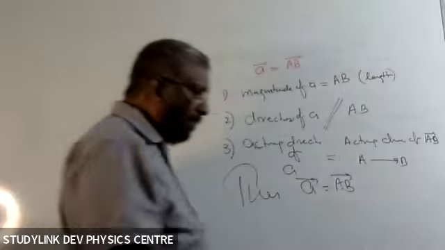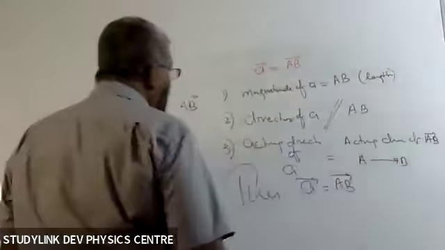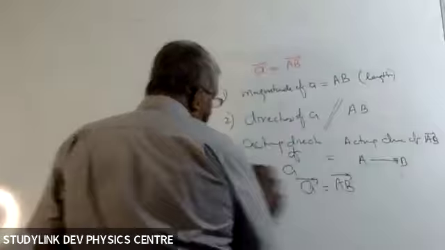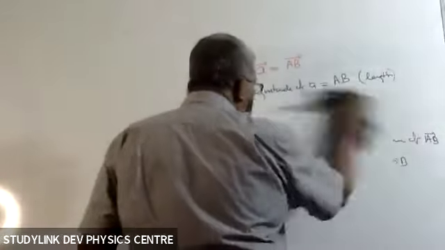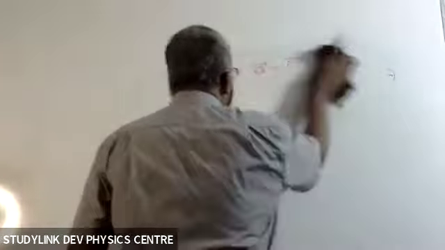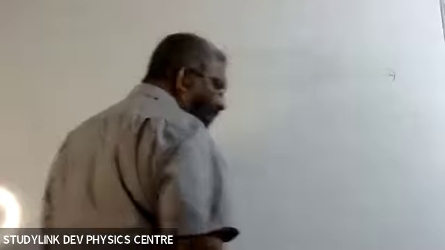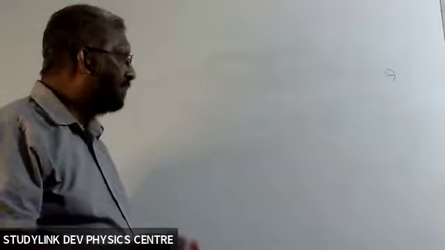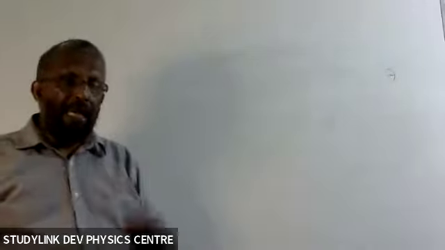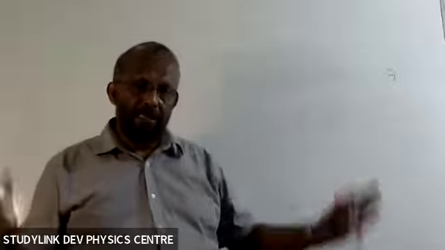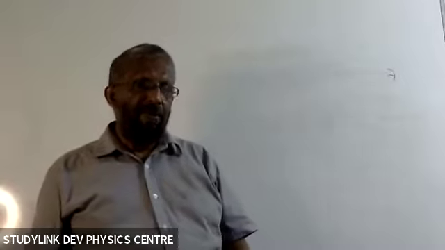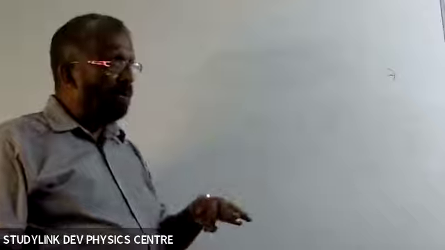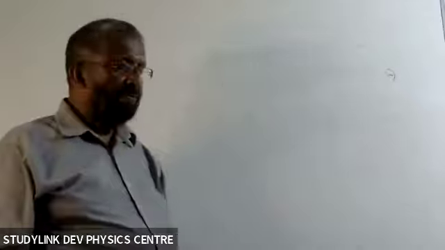Right. Then write equal vectors. Next heading, equal vectors. That means two vectors are equal to each other. Now we'll consider AB and PQ are two vectors. Those two are equal then.